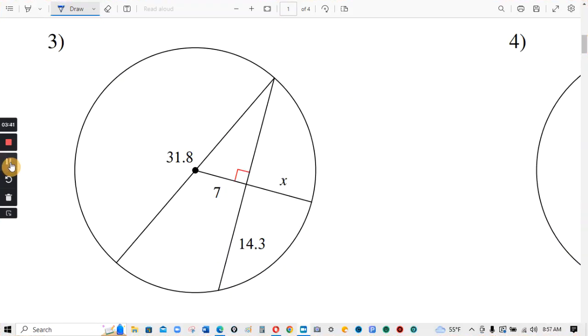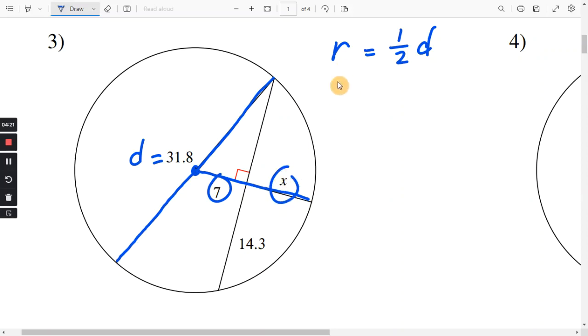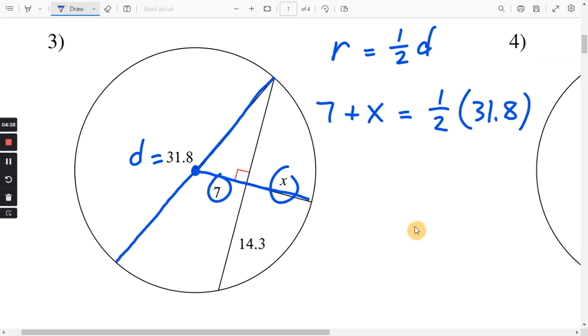Number 3 is easier than it looks. We can see right here, this is the center and a segment or chord that passes through the center is a diameter. So this length right here is a diameter. And this right here, since it goes from the center to the circle itself, that's going to be a radius. And we know that the radius is half of the diameter. The radius here is going to be 7 plus x. So in place of r, that's going to be 7 plus x, and that's going to equal half of the diameter, or half of 31.8. So I'll let you finish that from there.